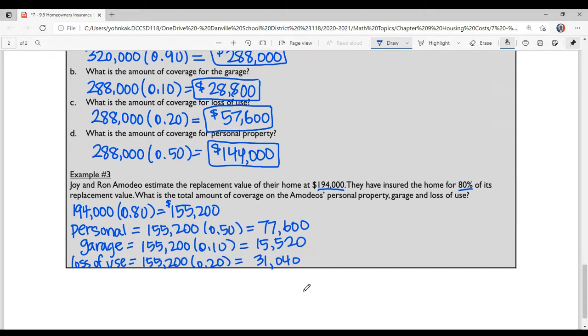Now, if I want to find the total amount of coverage for those 3 things, then I add them. And when I add them, I get $124,160. So the combined coverage for personal property, garage, and loss of use is $124,160.